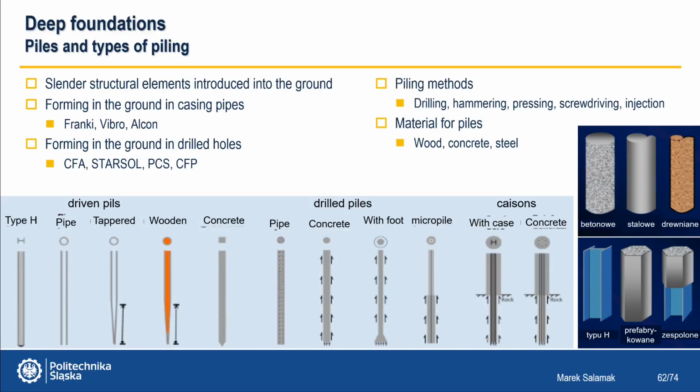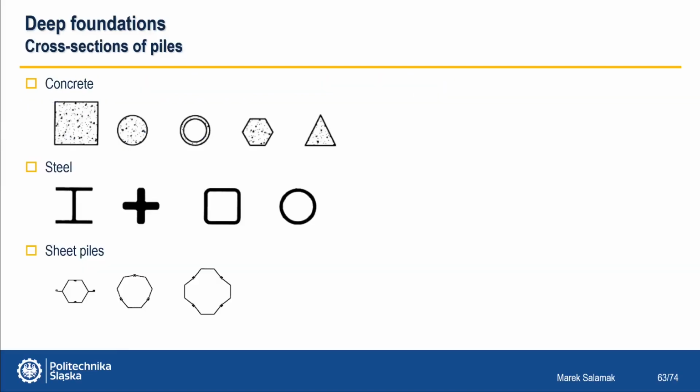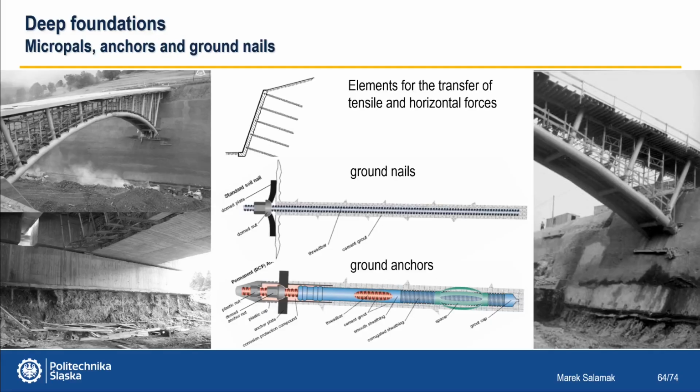The material used for piles can also be different, such as wood, concrete, steel, or composite. I mean the composition of steel and concrete. Here we can see the cross-section of concrete, steel, and sheet piles. We use micropile anchors and soil nails to transfer the tensile and horizontal forces. Here we can see an example of mounting an arch bridge over the express route S1 road in Bielsko-Biała.